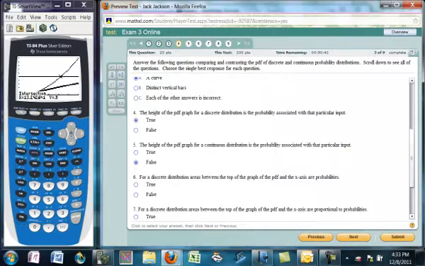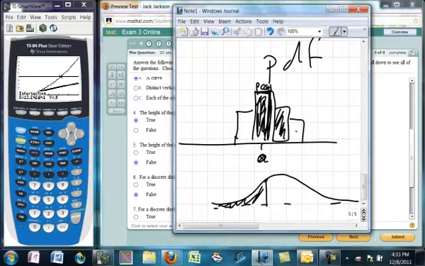For a discrete distribution, areas between the top of the graph and the x-axis are probabilities. That's false. They're proportional to areas. So if I add the area of 2 or 3 of these bars, then that area is proportional to it. What we're really doing is adding the heights. If we want to find the areas, then we need to take into account the widths as well.